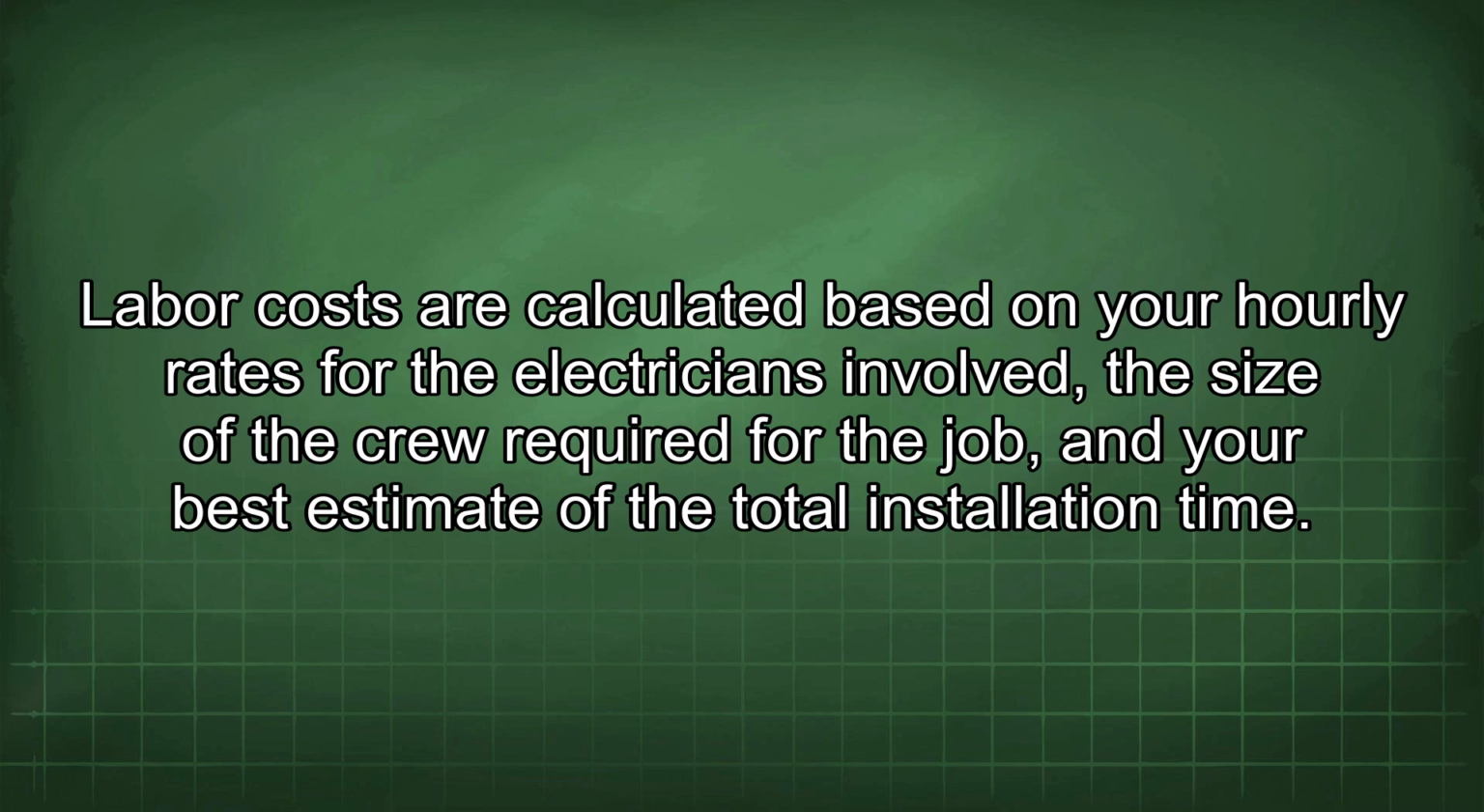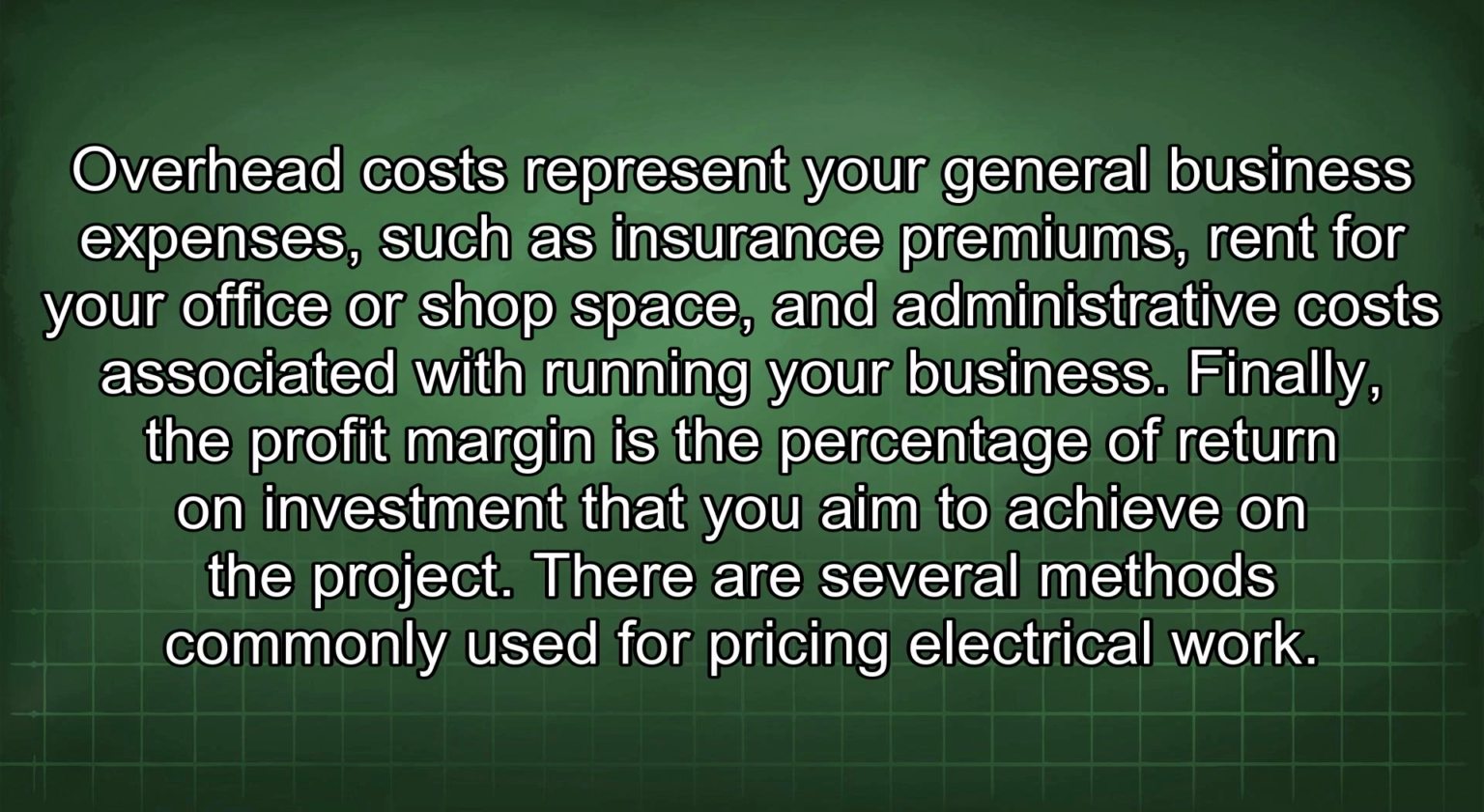Labor costs are calculated based on your hourly rates for the electricians involved, the size of the crew required for the job, and your best estimate of the total installation time. Overhead costs represent your general business expenses, such as insurance premiums, rent for your office or shop space, and administrative costs associated with running your business. Finally, the profit margin is the percentage of return on investment that you aim to achieve on the project.